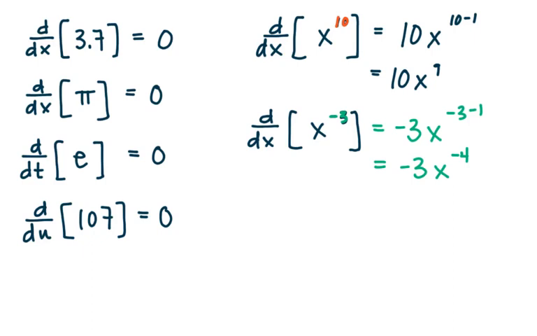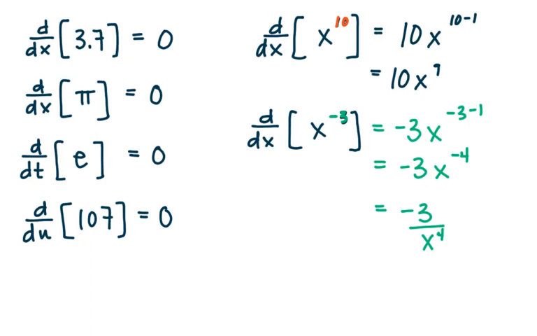And keeping in mind we know properties of exponents, that negative exponent could be rewritten as negative 3 over x to the positive 4th. So these last two notations here, these two guys, mean the same thing. They're just written differently.